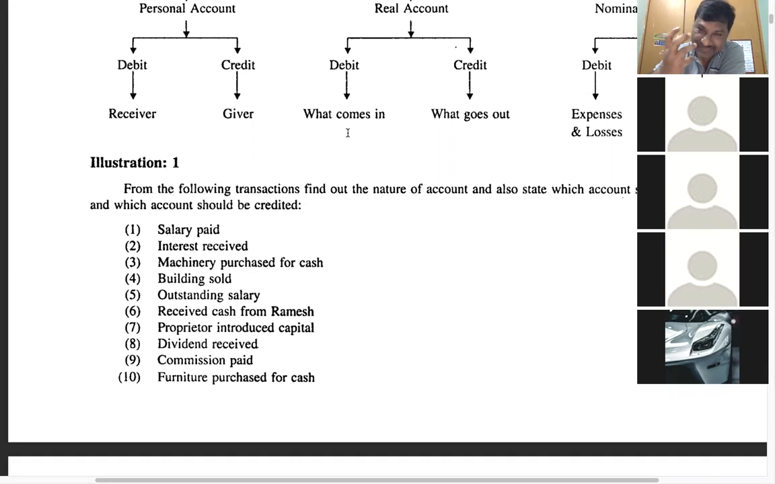Salary account is one aspect. Please analyze first. If you do this exercise, later on you will not have any problem when you are journalizing or preparing ledger accounts. Salary is one aspect. What is the other aspect? It is outstanding salary, not like the first one, salary paid. So salary is one aspect. Agreed, accepted. What is the second aspect?